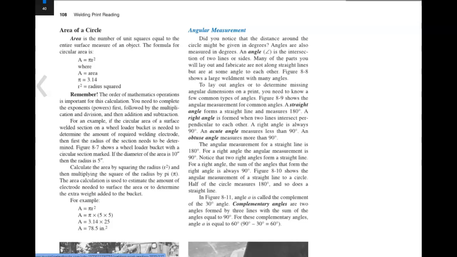Angular measurement. Did you notice that the distance around the circle might be given in degrees? Angles are also measured in degrees. An angle is the intersection of two lines or sides. Many of the parts you will lay out and fabricate are not long straight lines, but are at some angle to each other. Figure 8.8 shows a large weldment with many angles.